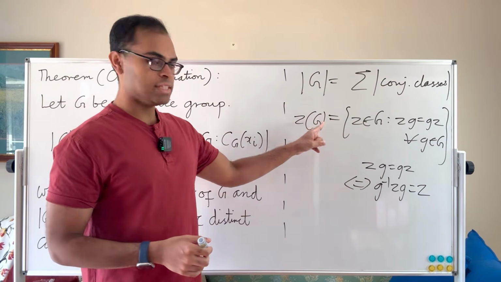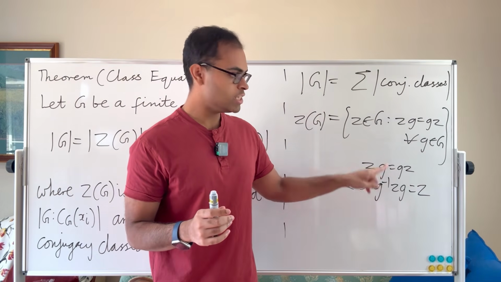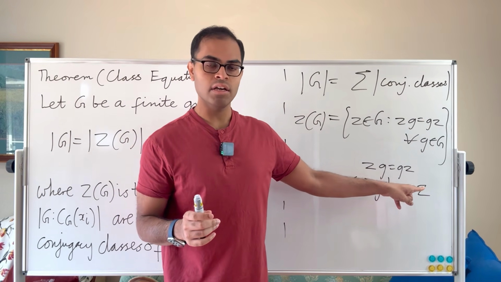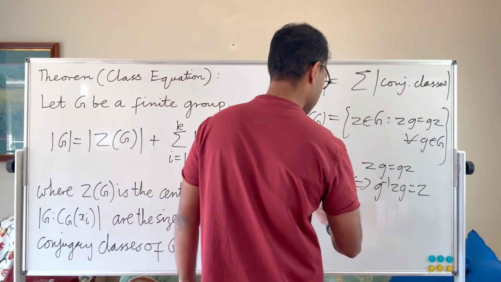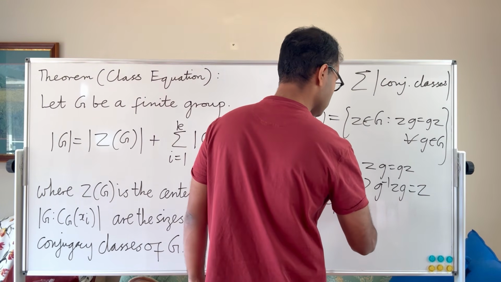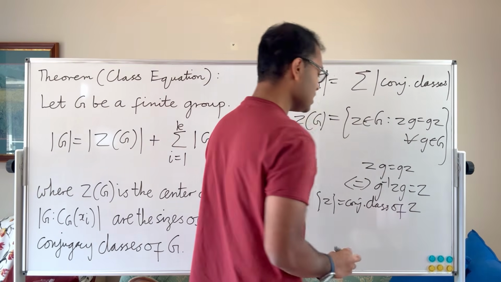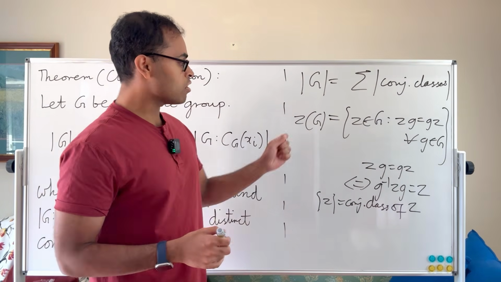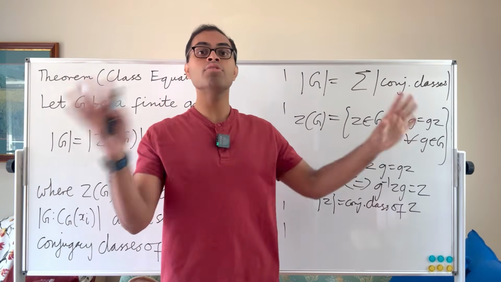Now saying Z is in the center is the same as saying that G inverse ZG is equal to Z for all G in G. So that means that Z is its own conjugacy class. Z is equal to the conjugacy class of Z. So the one element conjugacy classes are precisely the conjugacy classes of elements in the center. These are the elements that commute with everything in the group.